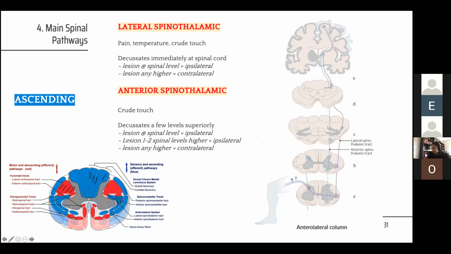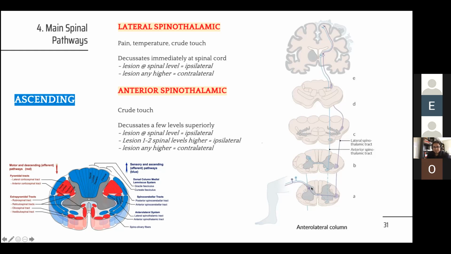As you can see, if you have a lesion at that spinal level, the loss of sensation would be ipsilateral. Whereas if you have a lesion anywhere above, the loss of sensation will be contralateral.